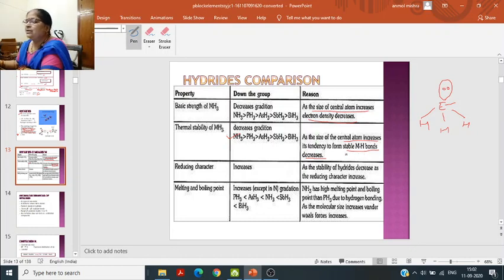Third is reducing character. अब जो जितनी आसानी से H देगा, जितनी आसानी से हाइड्रोजन दे देगा वो उतना ही अच्छा रिड्यूसिंग एजेंट होगा. तभी आपने ऊपर पढ़ा कि ऊपर से नीचे जाते हैं तो थर्मल स्टेबिलिटी घटती जाती है. इसका मतलब बिस्मथीन जो है सबसे आराम से हाइड्रोजन दे देगा, इसलिए सबसे अच्छा रिड्यूसिंग एजेंट. BiH3 will be the best reducing agent in this group.